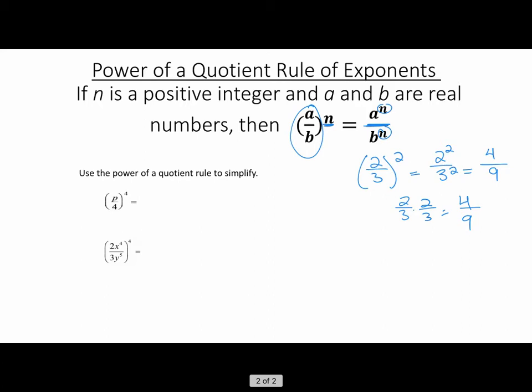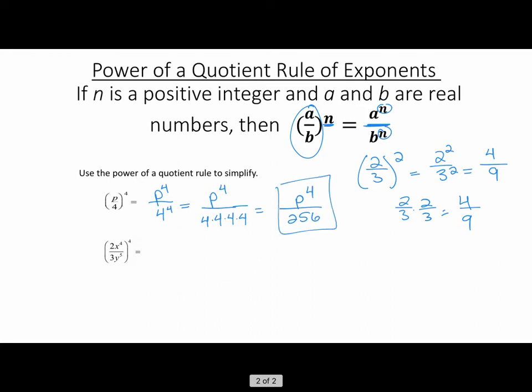Let's use the quotient rule to simplify some exponential expressions here. Our first example, p over 4 to the fourth power. So if we use the quotient rule, then the numerator gets the fourth power, and the denominator gets that fourth power. So p to the fourth we cannot simplify, but 4 to the fourth we can multiply 4 times 4 times 4 times 4. That base 4 times, and that is 256. So that simplifies our expression there.